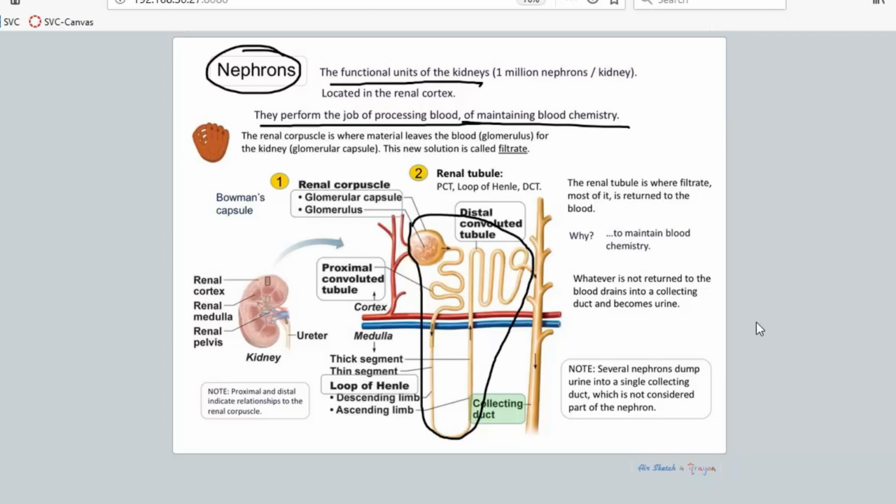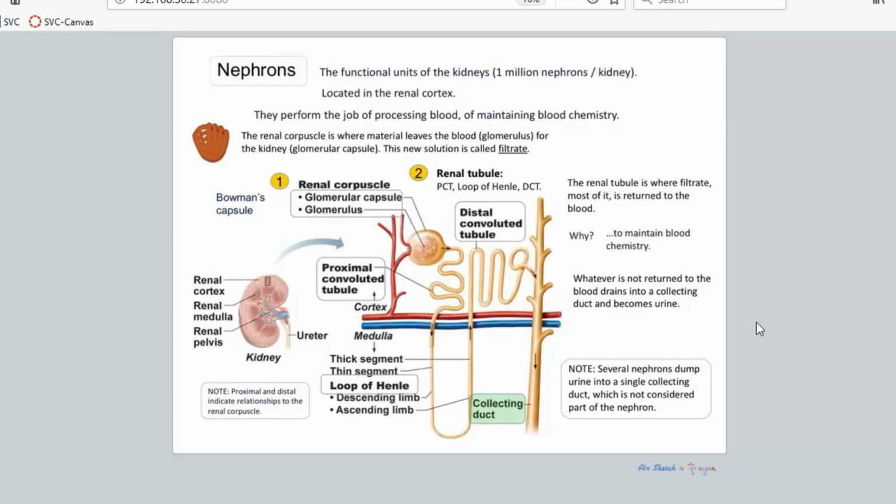And there's not one of these, there's not 10 of these, there's not 100, there's 1,000,000 of these in each kidney. And specifically, we find these nephrons located up here in the renal cortex. And like I said, these nephrons are going to be responsible for actually processing blood, for maintaining blood chemistry. So let's go through some anatomy of it here.